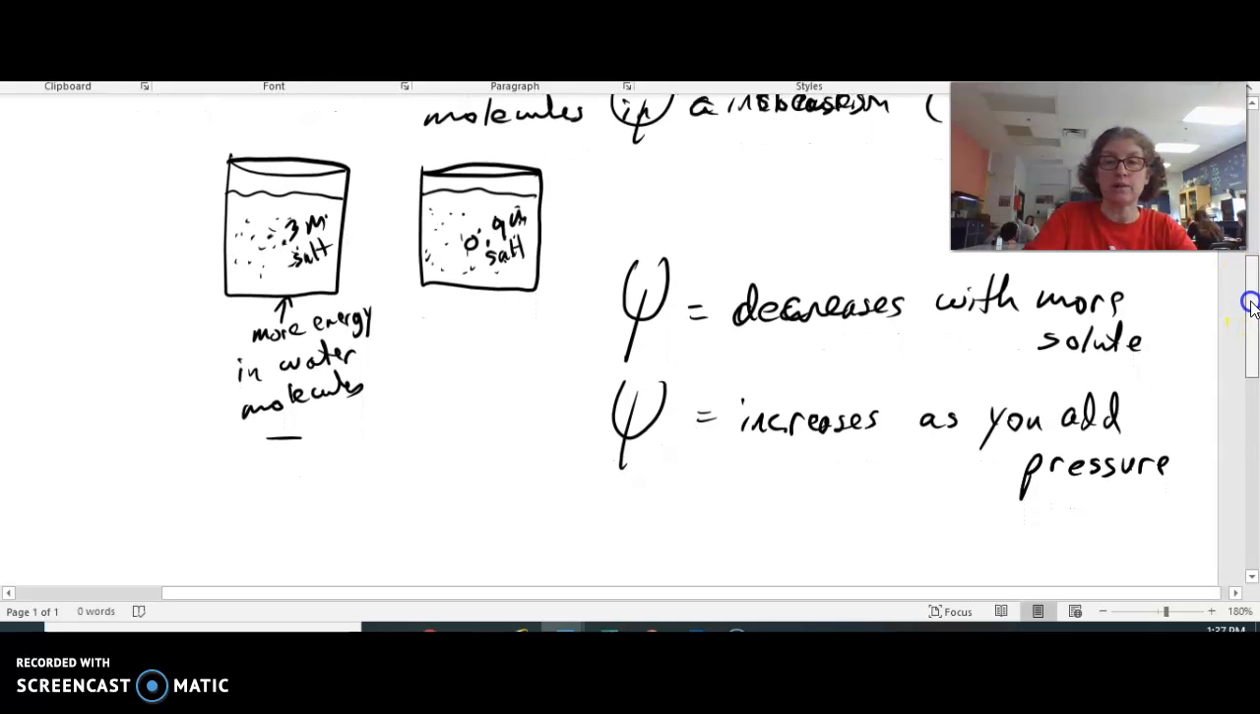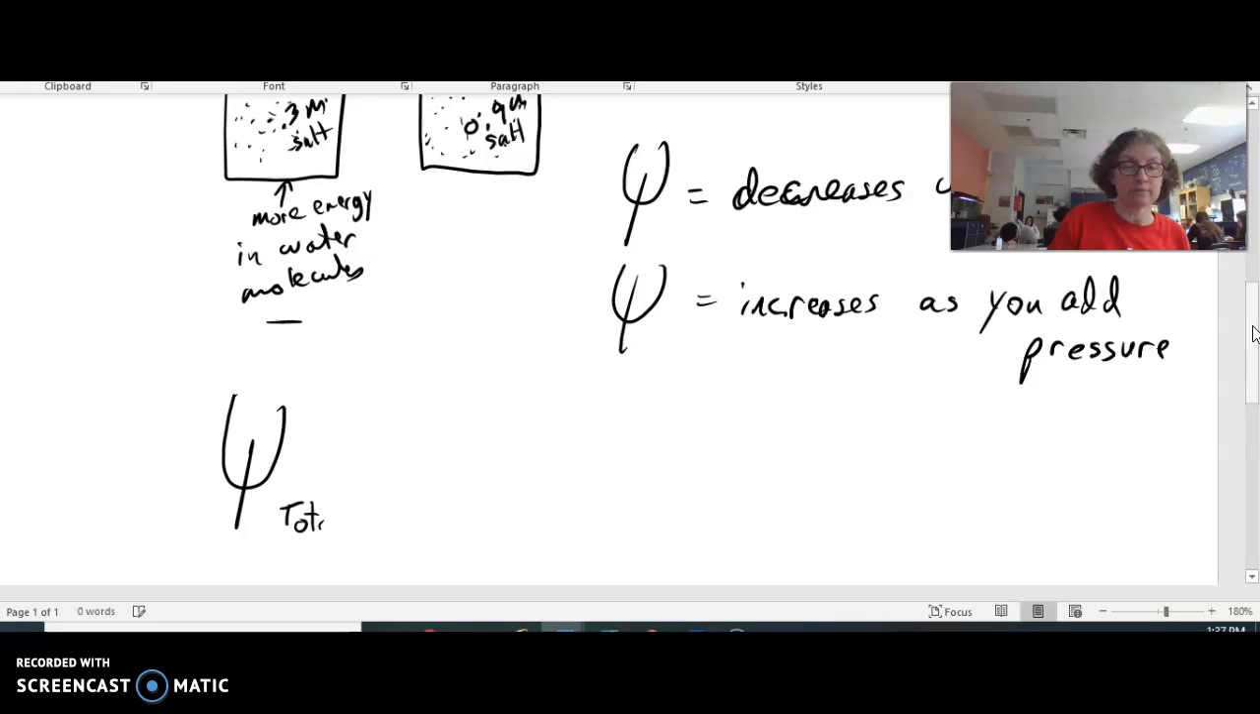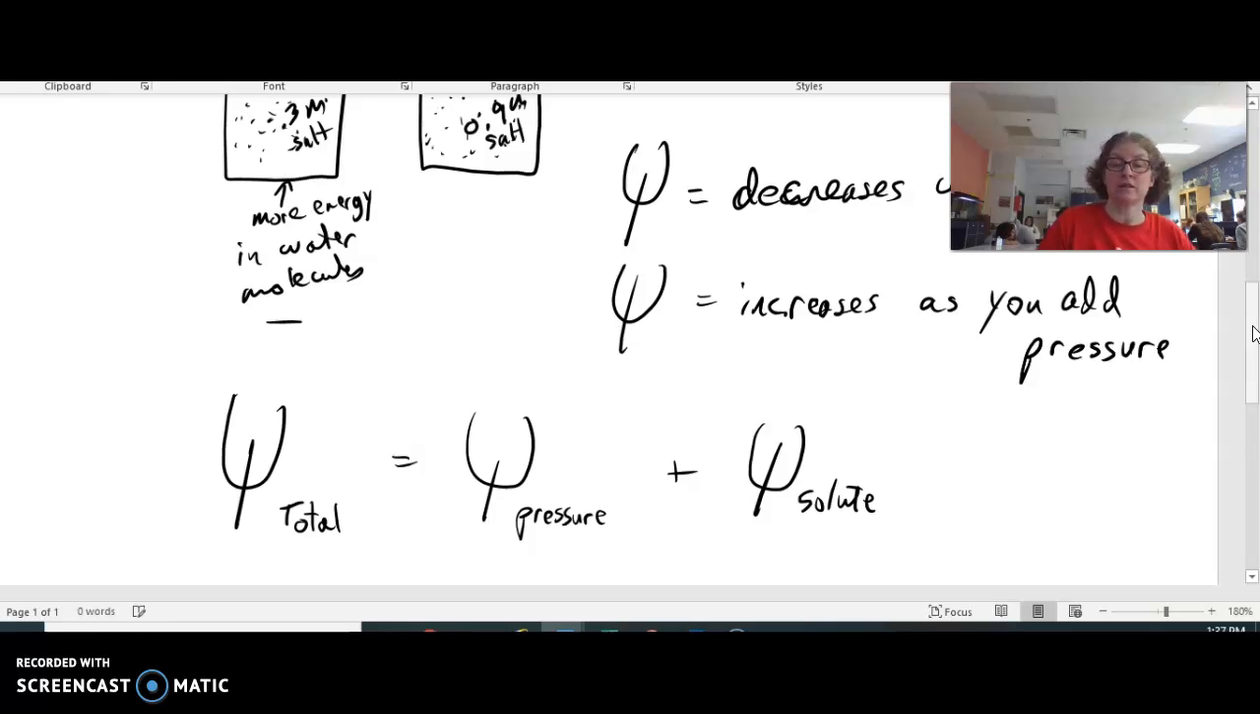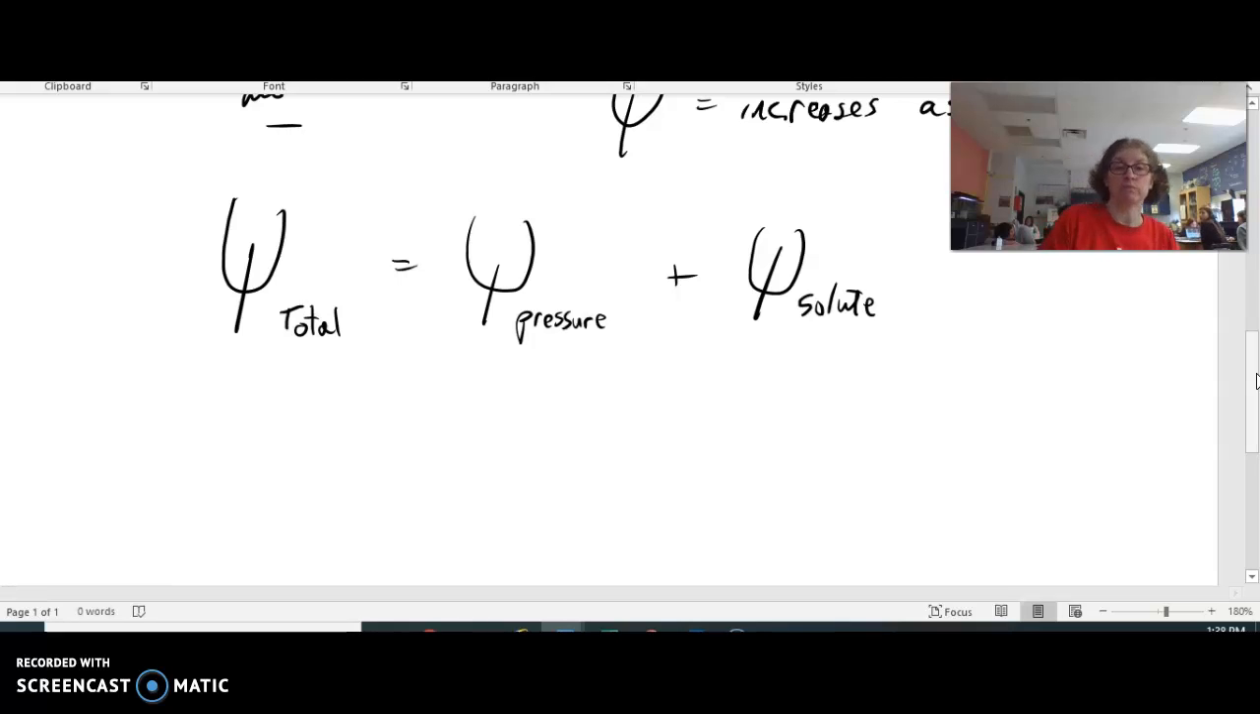So then you have the two equations. That is, total water potential is equal to the pressure potential, whatever it is, plus the solute potential, whatever it is. And in the experiment that we did with the potato slices, because we were at sea level and had open beakers, they told you the pressure potential is 0. So at 1 atmosphere pressure and an open beaker, there is no pressure to speak of, so you don't worry about it.